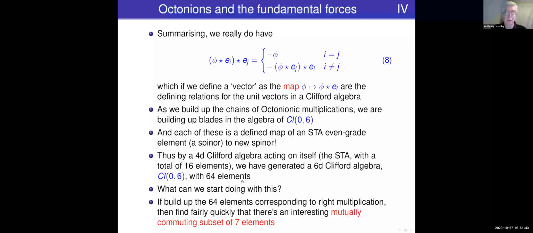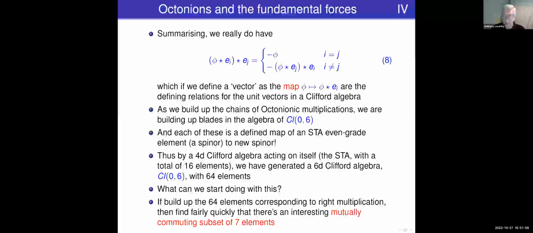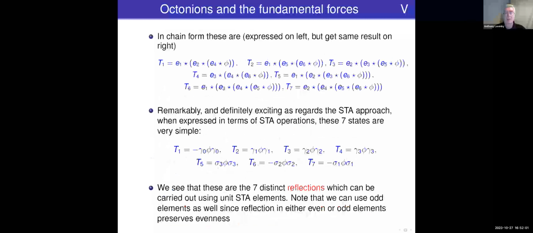So what can we start doing with this? One of the first things I looked at is that I discovered there's a largest subset of commuting elements. We would think of this in terms of a Cartan basis usually. And it's got 7 elements. So we can look at these 7 elements, and in chain form, I'm doing it on the left here. This is how I first wrote them down. It's exactly the same result on the right.